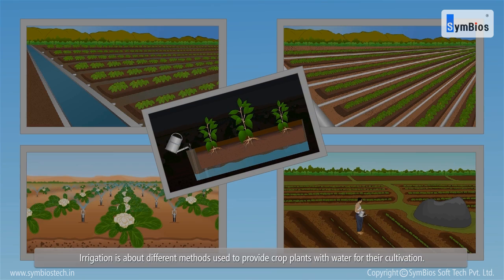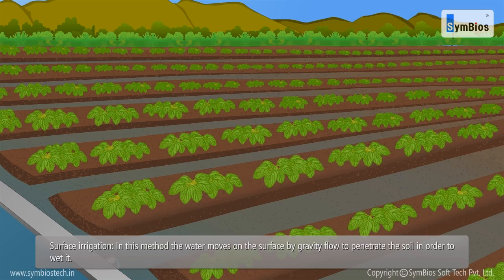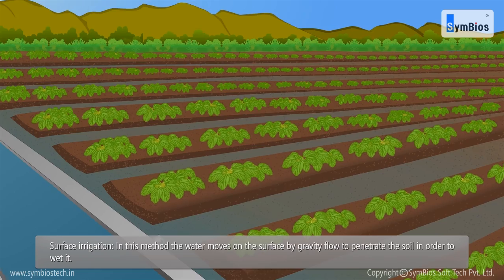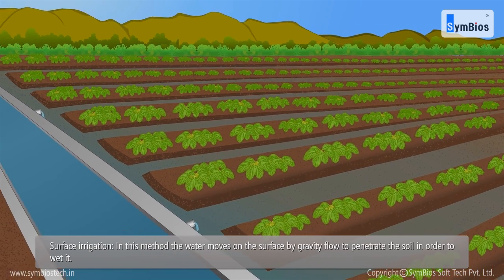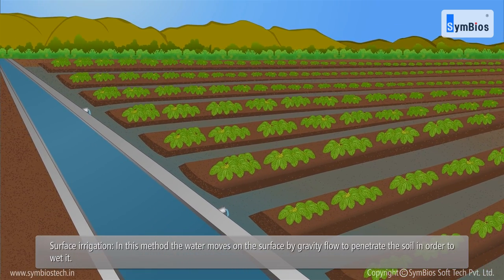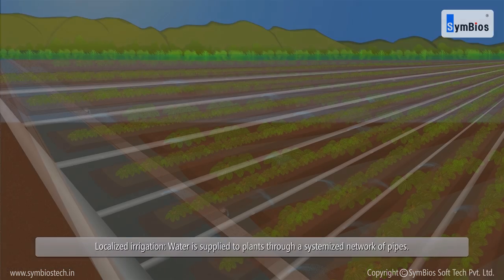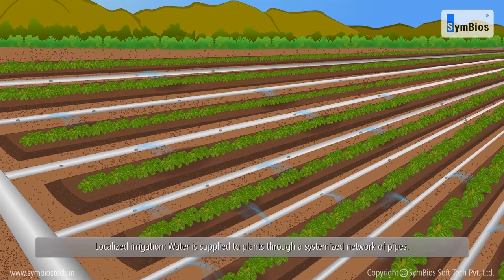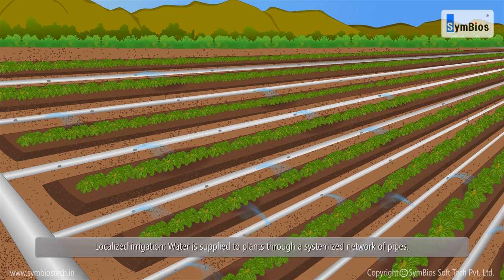Irrigation. Irrigation is about different methods used to provide crop plants with water for their cultivation. Here are a few types. Surface irrigation. In this method, the water moves on the surface by gravity flow to penetrate the soil in order to wet it. Localized irrigation. Water is supplied to plants through a systemized network of pipes.